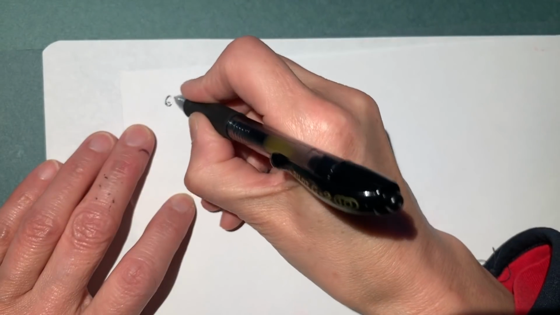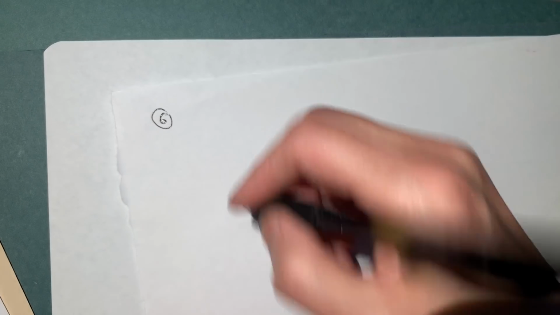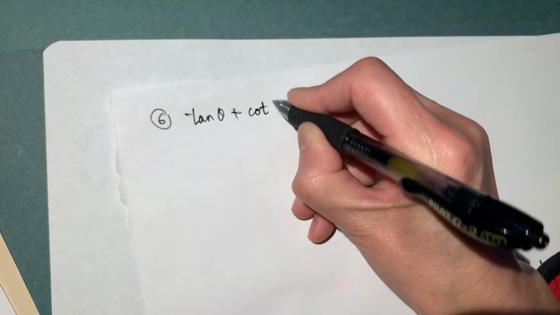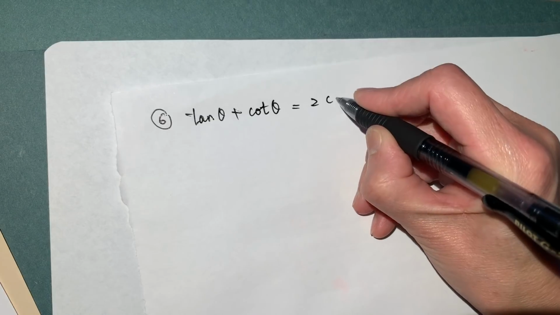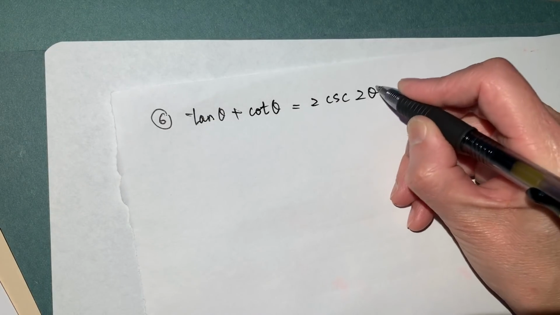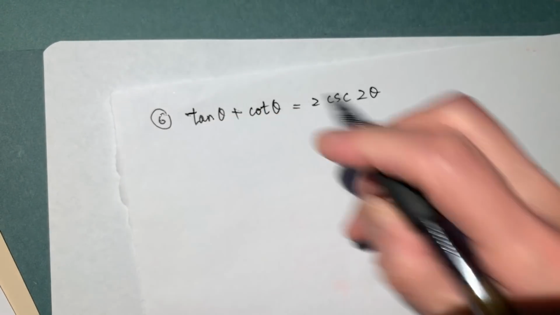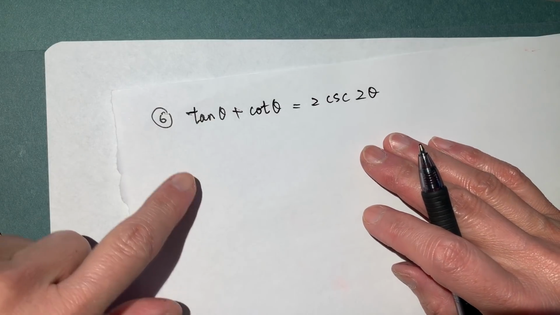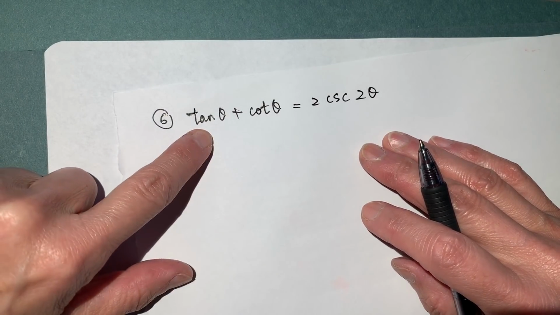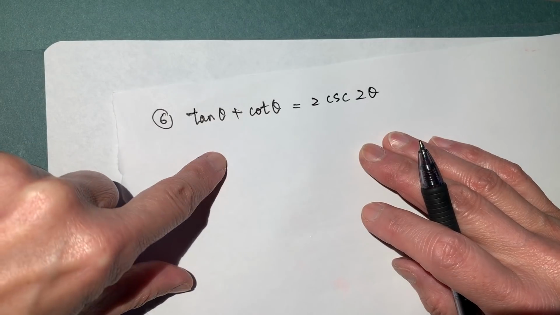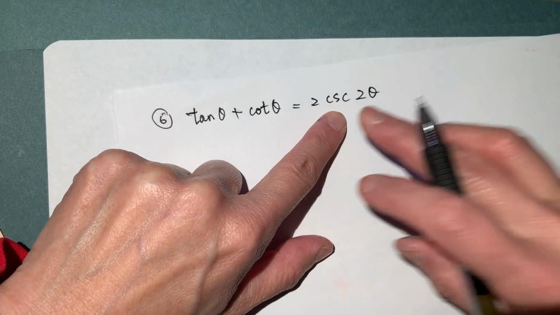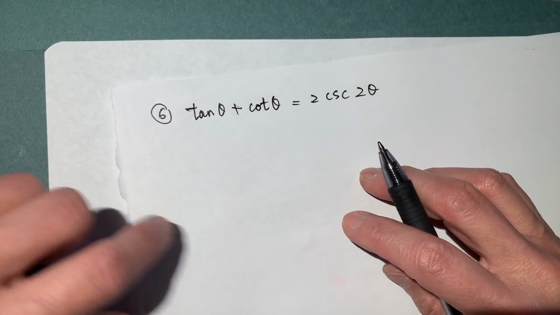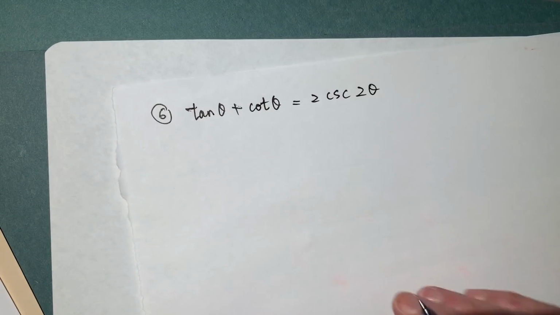Okay, hello dear friends. Question number 6. Tangent theta plus cotangent theta equals 2 cosecant 2 theta. Oh, that's too complicated. Okay, when we see this kind of problem, it's hard to know where to start. How about we change tangent and cotangent into sine, cosine, and the cosecant into sine. Okay, let's do it. So we need to do from left and from right until we find a common result.